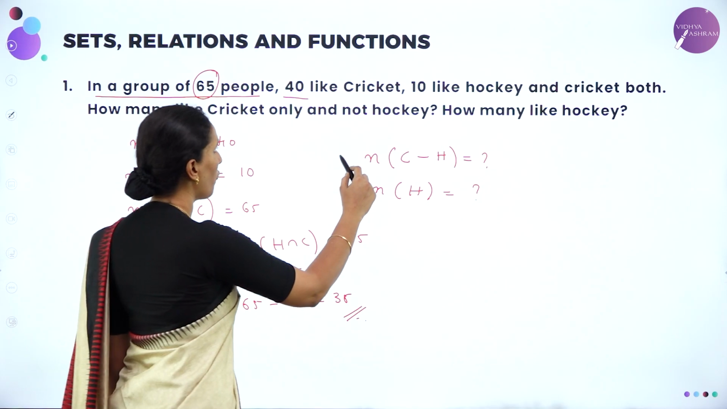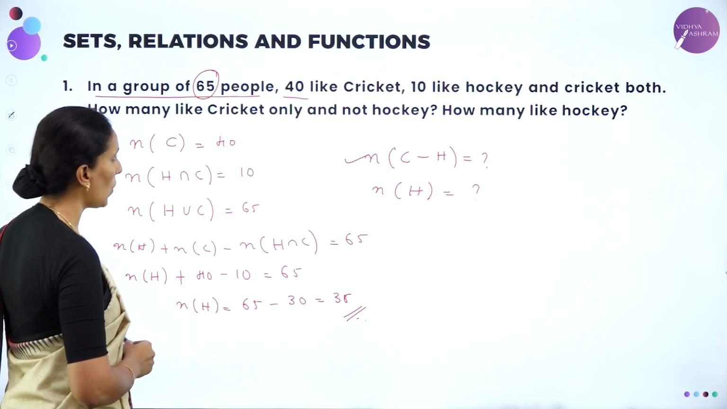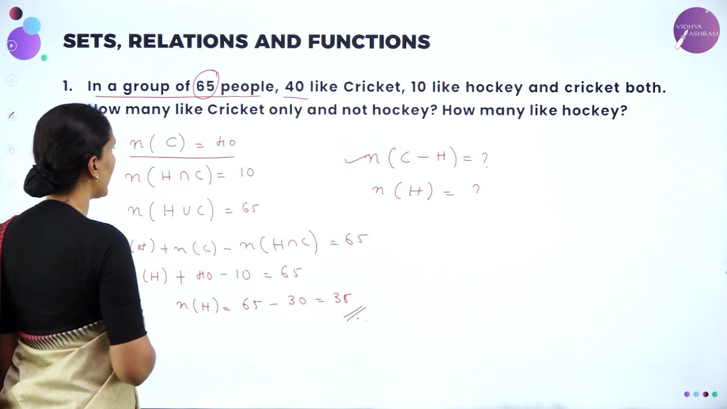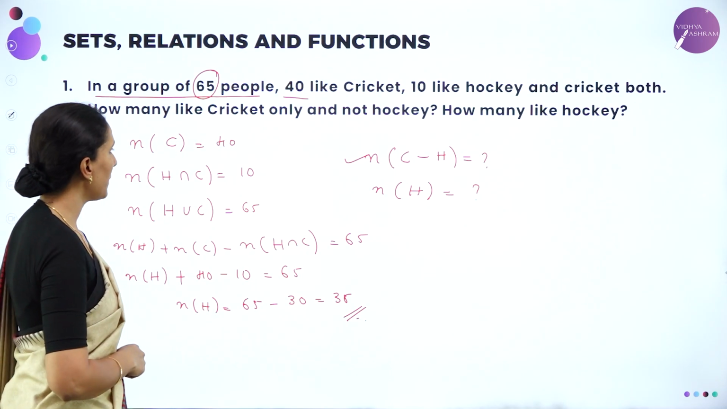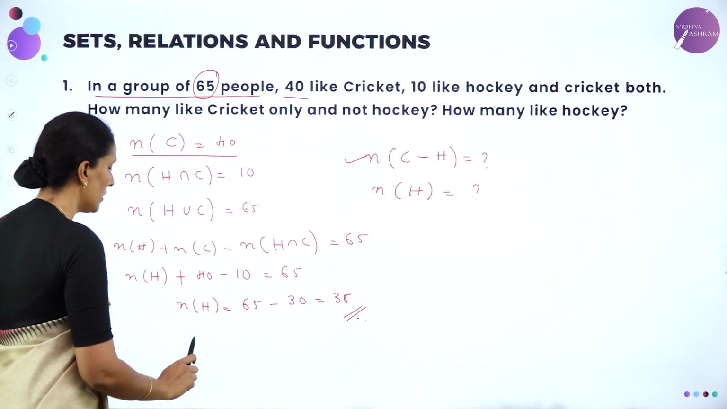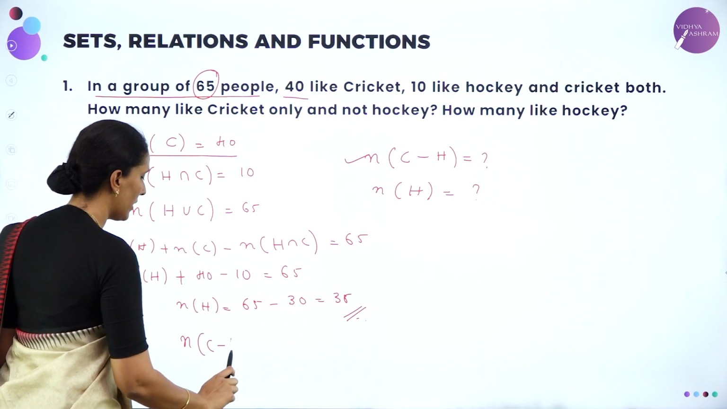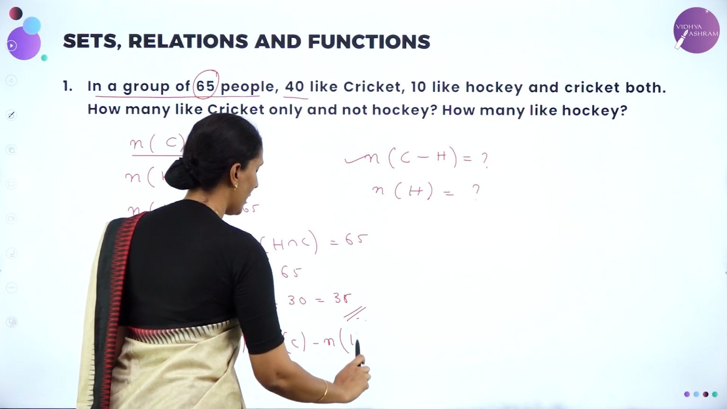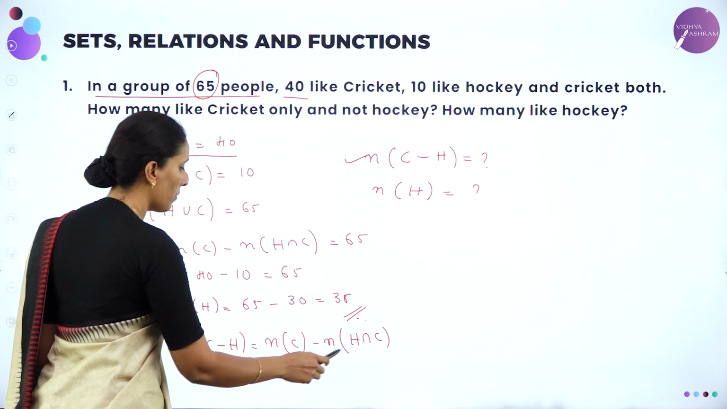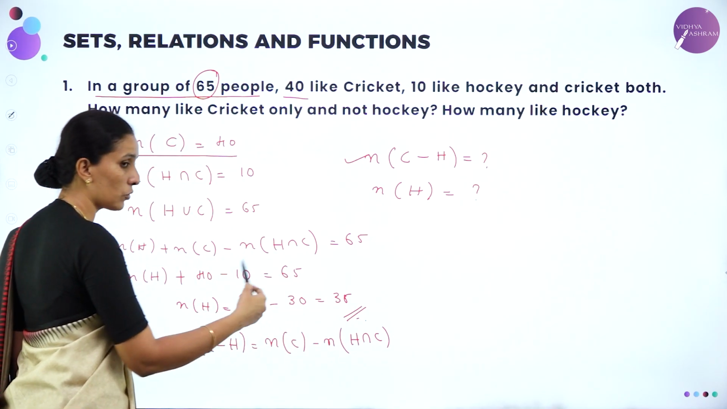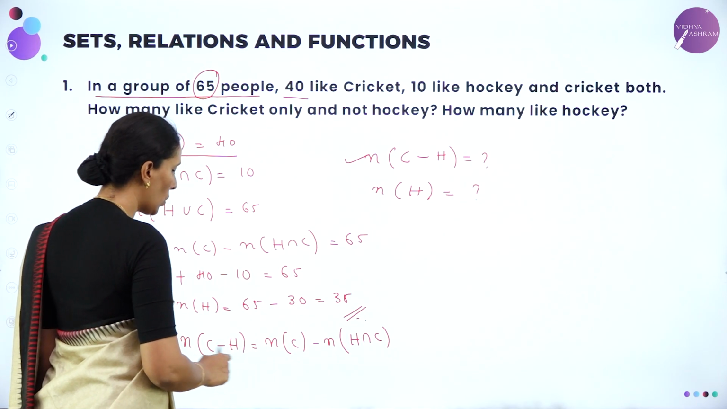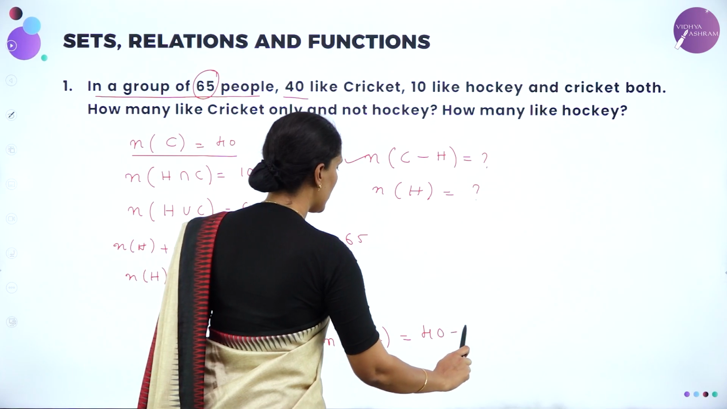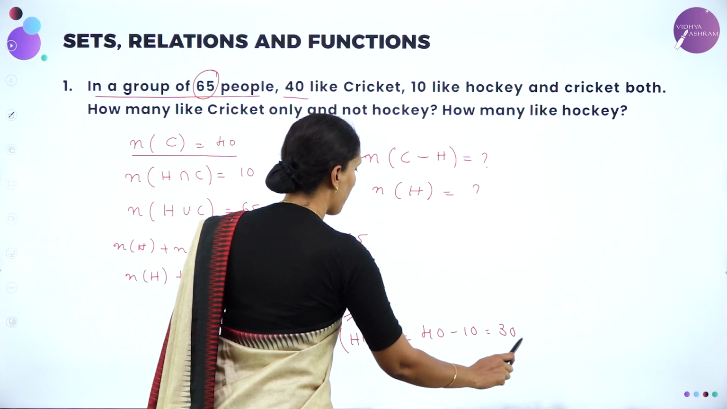Now I need the number of people who like cricket only but not hockey. So how many people like cricket here? 40. So n of C minus H is nothing but n of C minus n of H intersection C. So we need to remove the common people who like both hockey and cricket. Then we will get only the people who like cricket. So therefore it is 40 minus 10, which is equal to 30.